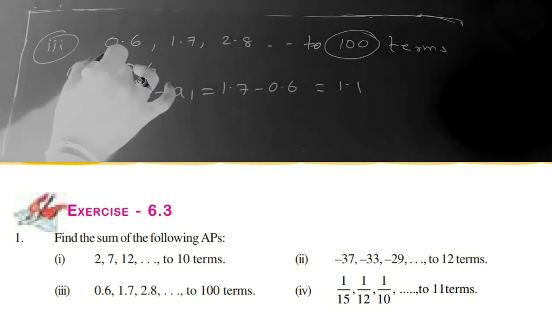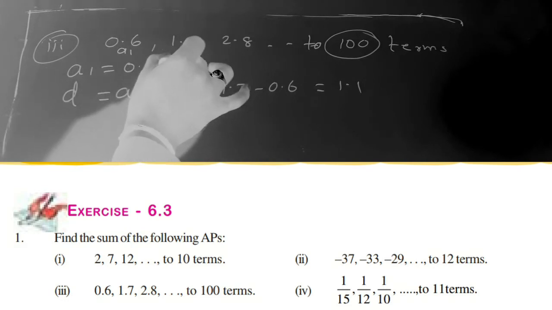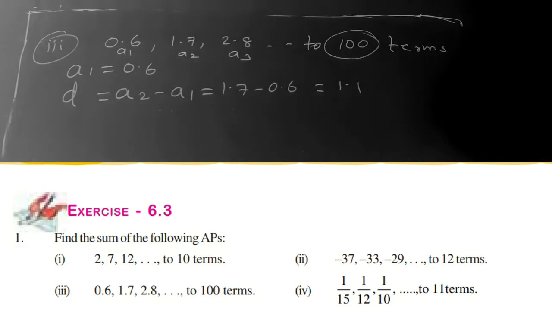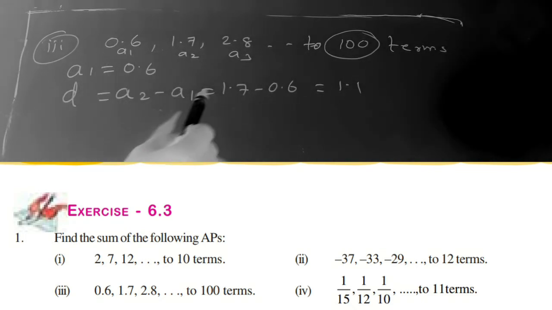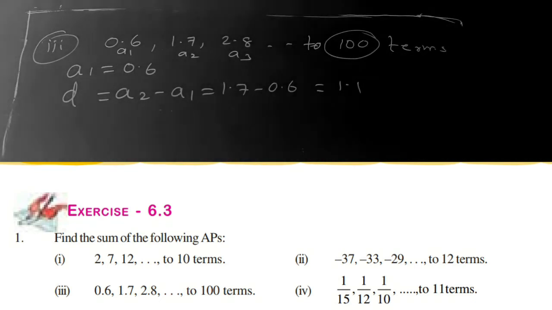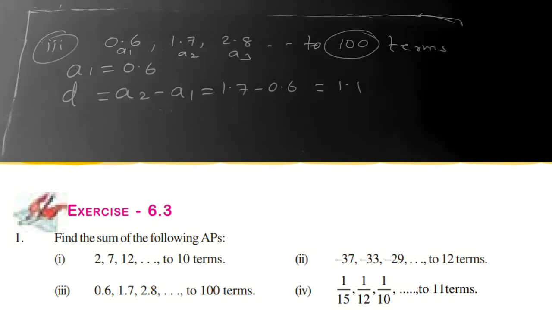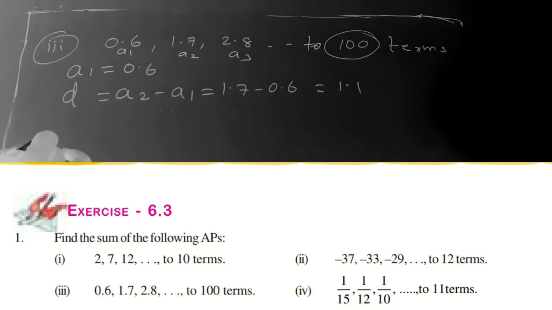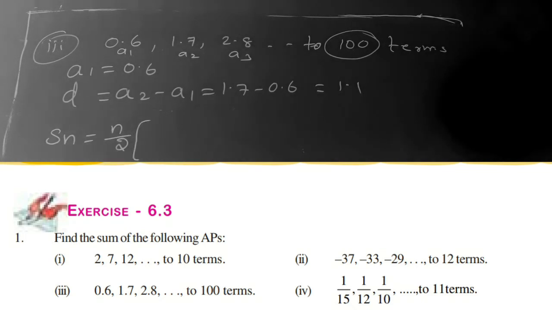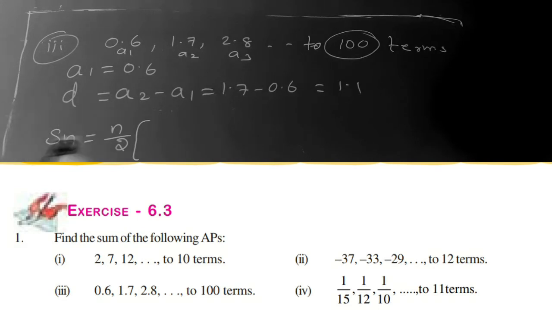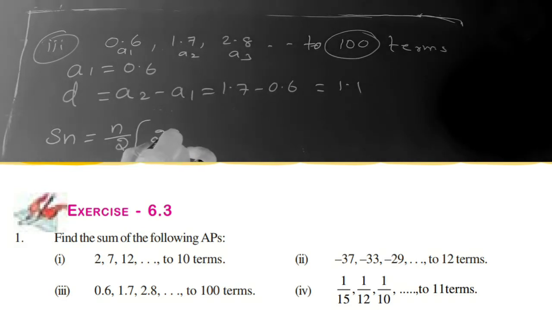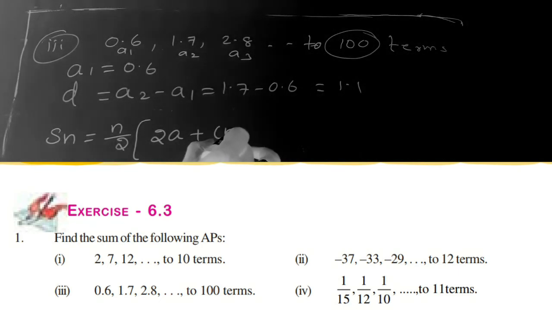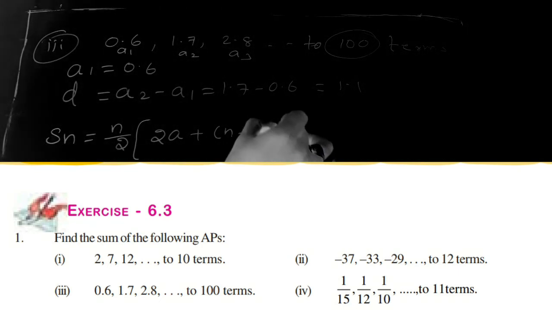So here this is the first term, a1, a2, a3. The first term is 0.6. Common difference is a2 minus a1, that is 1.7 minus 0.6, which is 1.1. Now we have to find the sum up to how many terms? 100 terms. So the formula for the sum of n terms of an AP series is Sn is equal to n by 2 into 2a plus n minus 1 into d.